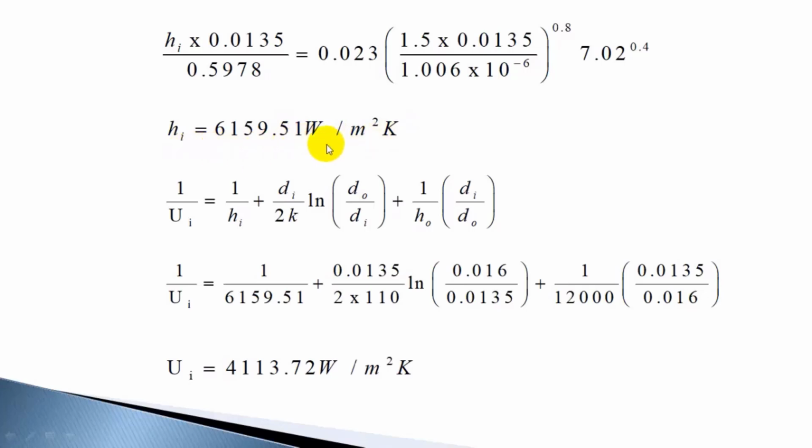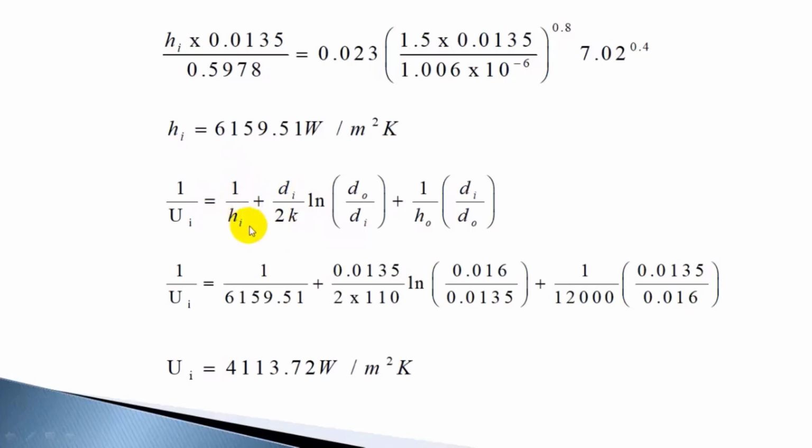Now, after getting the inside heat transfer coefficient, you can find out the overall heat transfer coefficient using this expression: 1 by Ui based on the inside area. 1 by Ui is equal to 1 by Hi plus dI by 2k into log d naught by dI plus 1 by h naught into dI by d naught. So, Hi you can substitute. dI is 0.0135, inside diameter of the pipe, and k is the thermal conductivity of the material of the pipe. This is the tube wall resistance, nothing but the tube wall resistance per unit area. So, all these are resistance but per unit area.